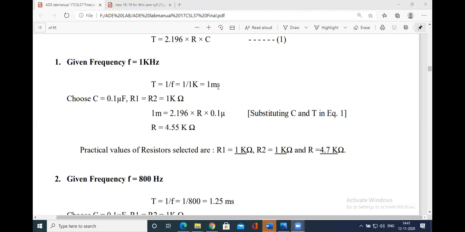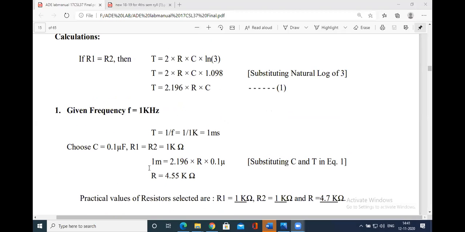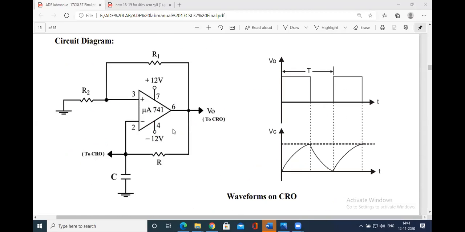You have found the T value, treating C equals 0.1 microfarad and R1 = R2 equals 1 kilo ohm. We substitute these values into this formula, 2.196 into R into C, with C as 0.1 microfarad and T, which you have calculated as 1 millisecond. You calculate the value of 4.55. So using these values, you need to build up this circuit.